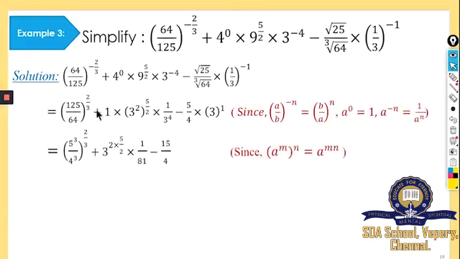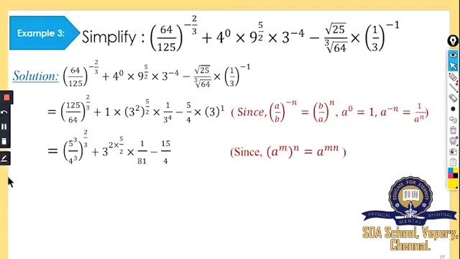So the next step is, we can write 125 as 5 cube, since 5 into 5 into 5 is 125. Likewise, we can write 64 as 4 cube, since 4 into 4 into 4 is 64, and to the power 2 by 3 write as such. Now if you multiply 1 into 3 to the power 5 by 2, you will get 3 to the power 5 by 2.